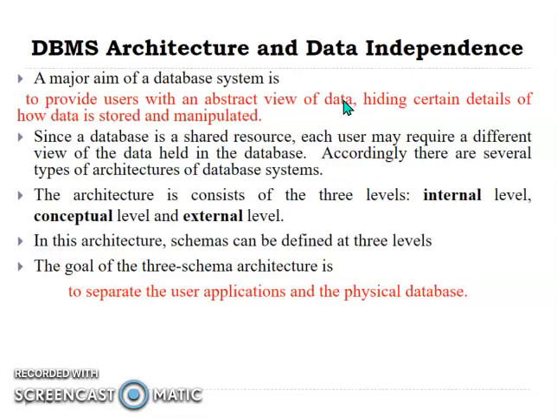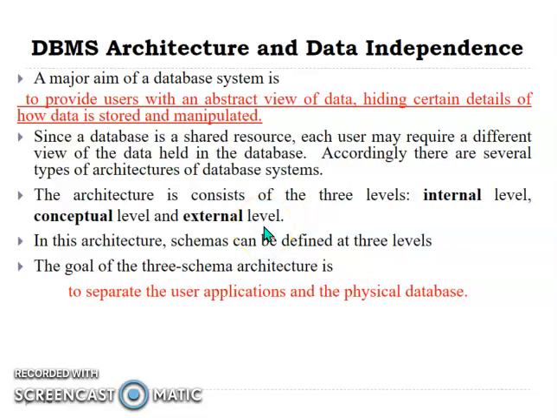Accordingly, there are several types of architecture of a database system. According to the database management system, we have a three level architecture. The first is the internal level, or the physical one. The second is the conceptual level, or the design model. The third is the external level, or the view part of the database system.